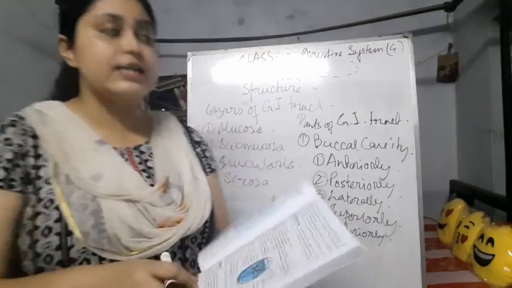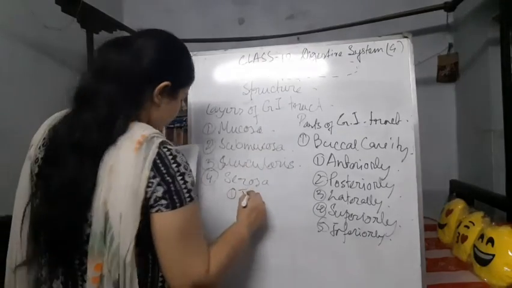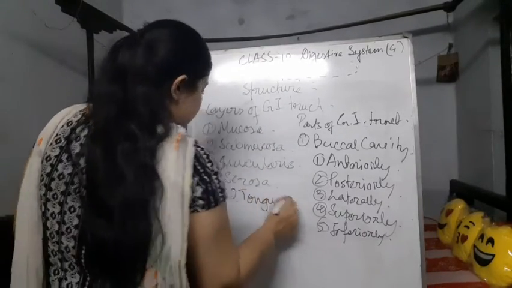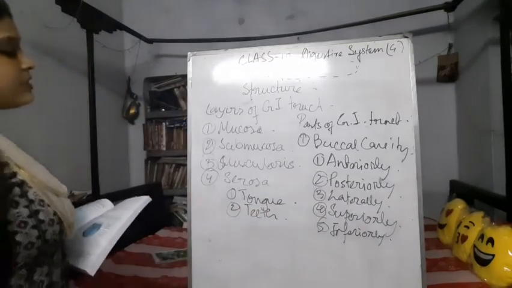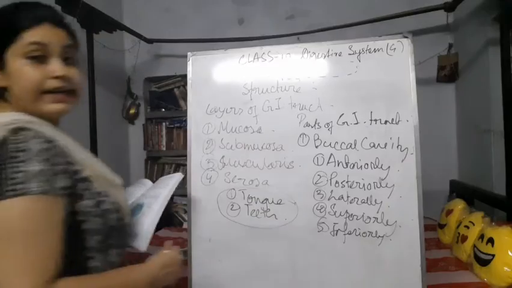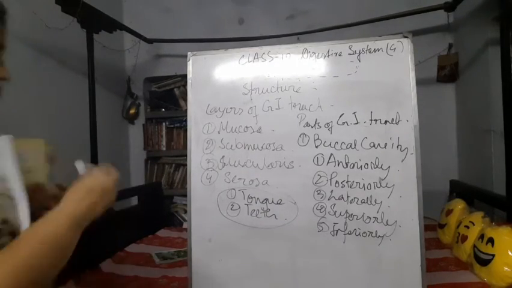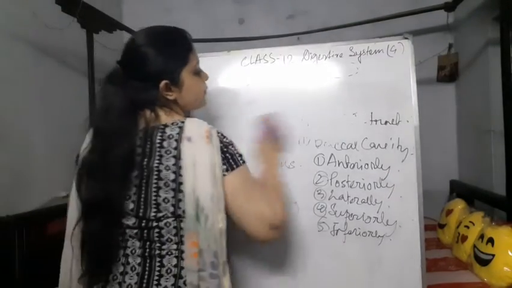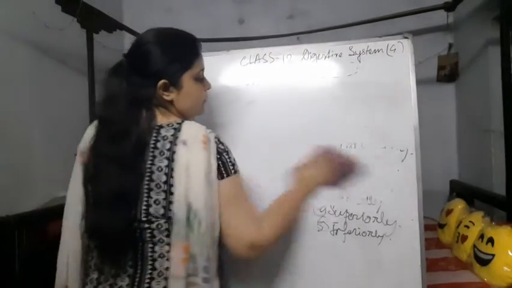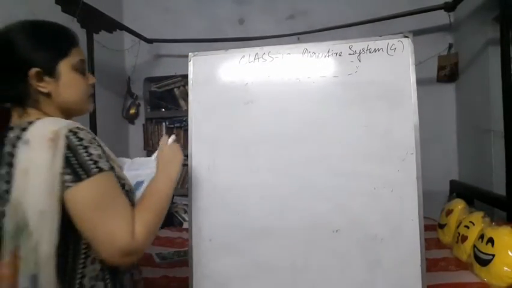The mouth has 2 important parts. What are they? First is tongue and second is teeth. So these 2 important parts are present in our mouth. Now we are starting with the tongue. I am first erasing this part and then I will write here. So first we will learn about the tongue.